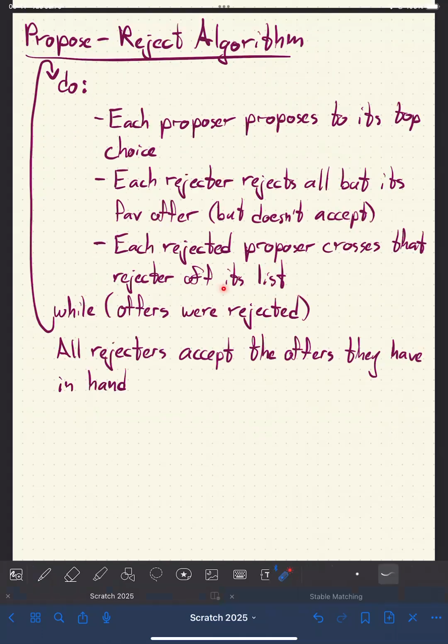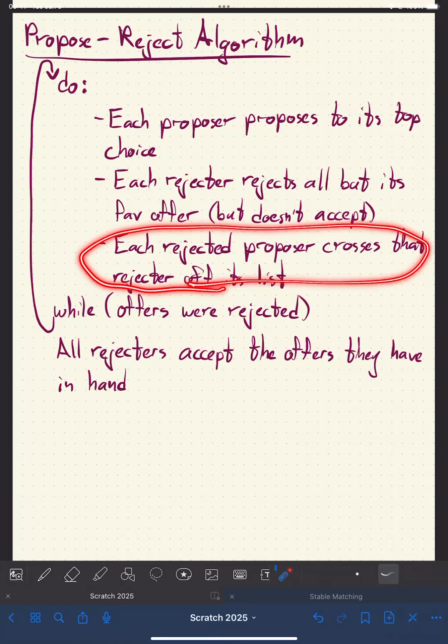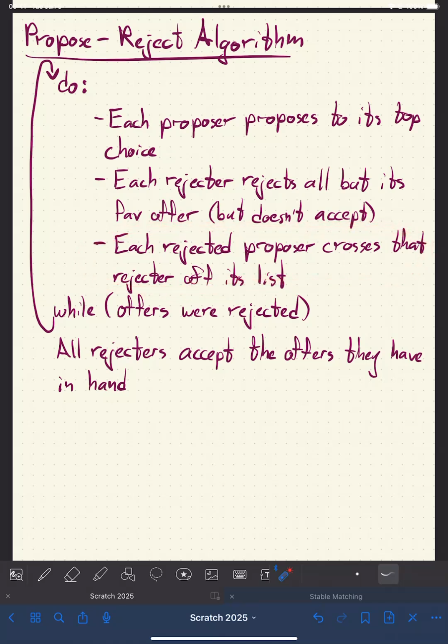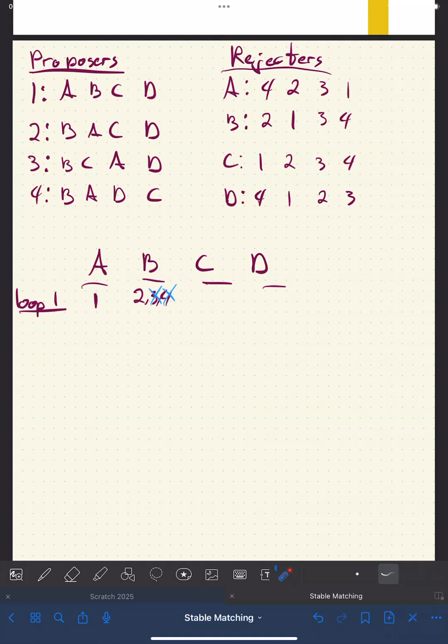And let's see, what's the next step of the algorithm? The next step of the algorithm says each rejected proposer crosses that rejector off its list. So if we go back over here, 3 and 4 were the rejected proposers, and they just got rejected by B. So they say, okay, well, I don't need to be told twice. B doesn't want me. They're both crossing B off that list. And let's again do that in a different color.